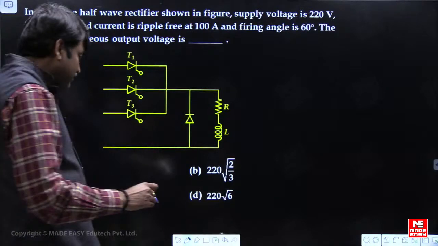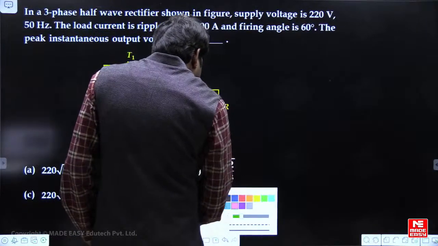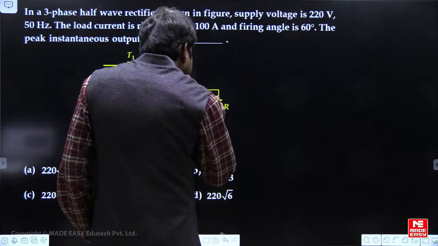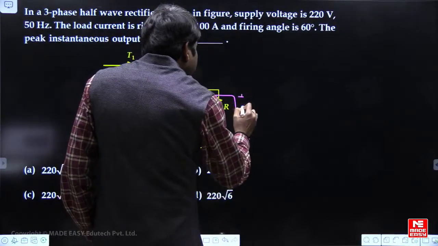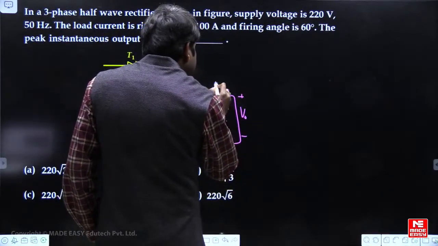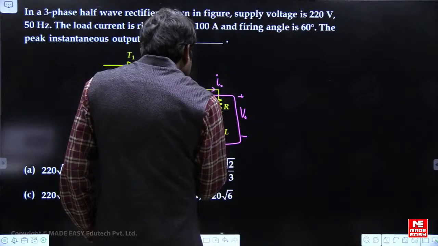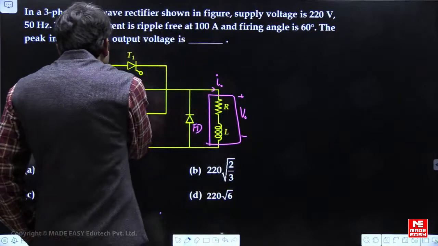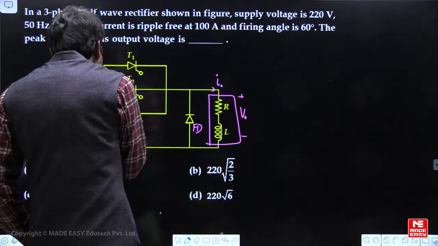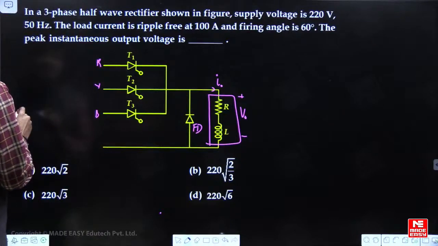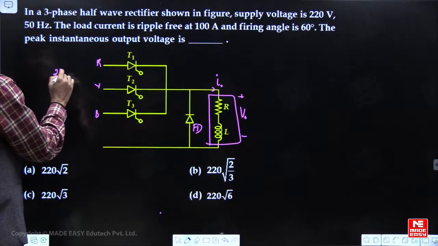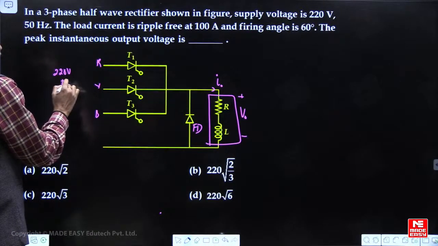Yes, all of you look here. So let me draw the waveform for output voltage. See here. Waveform for output voltage, okay? This is the freewheeling diode, okay? This is R phase, Y phase, B phase. So power supply is 220 volts. That is the RMS value of line voltage.